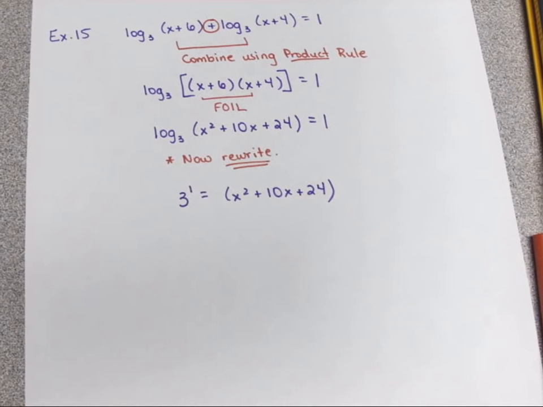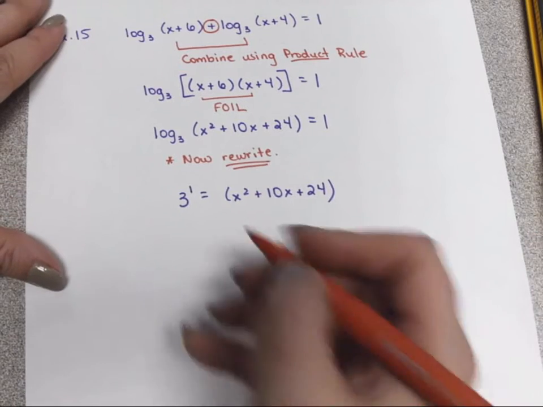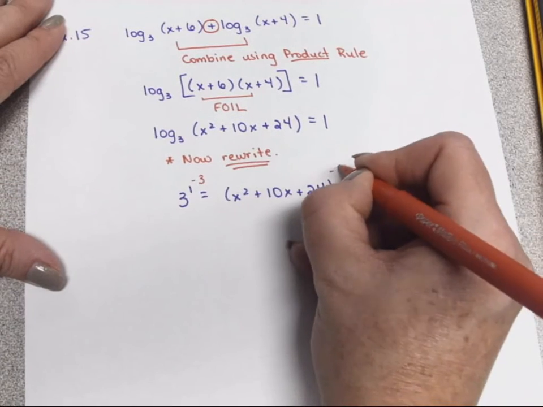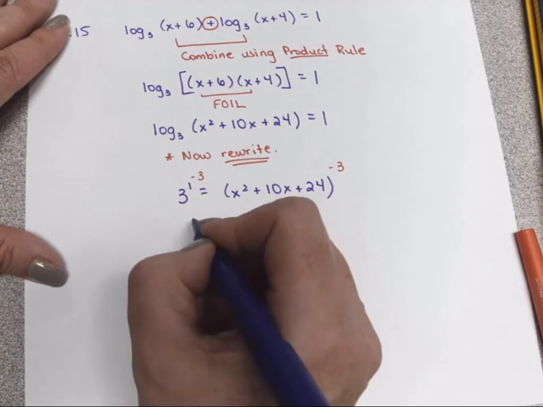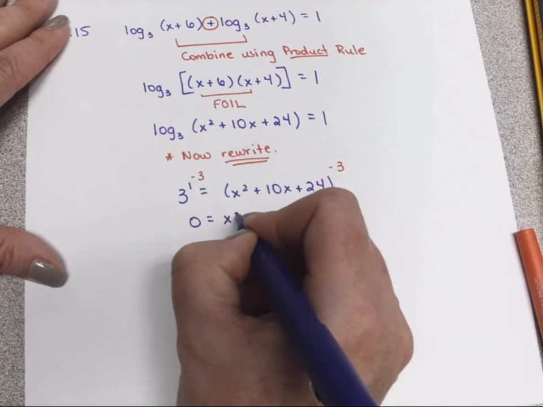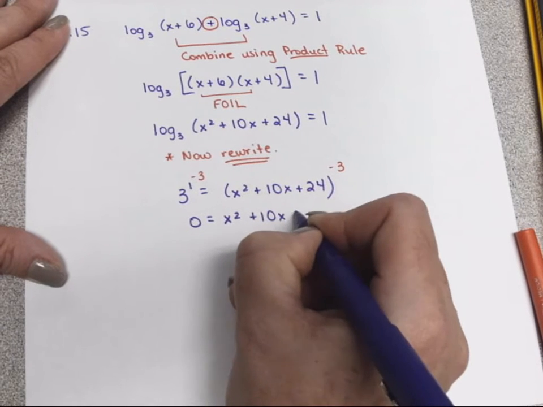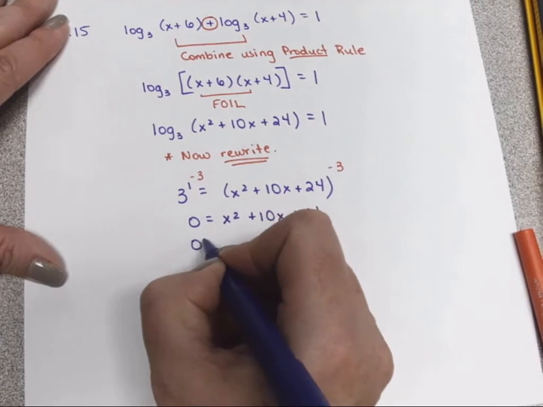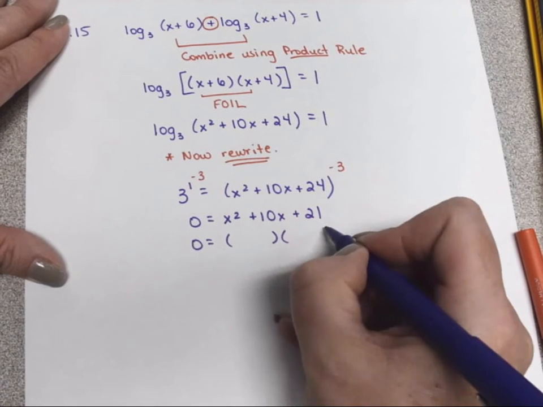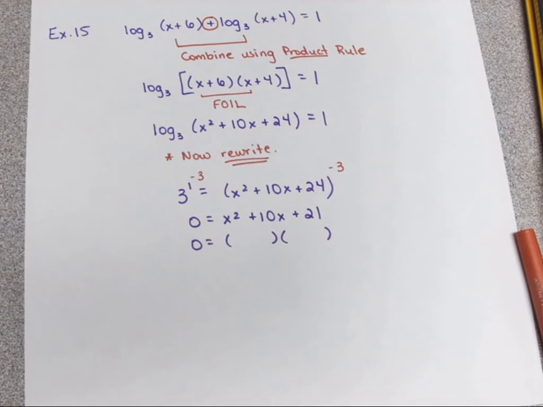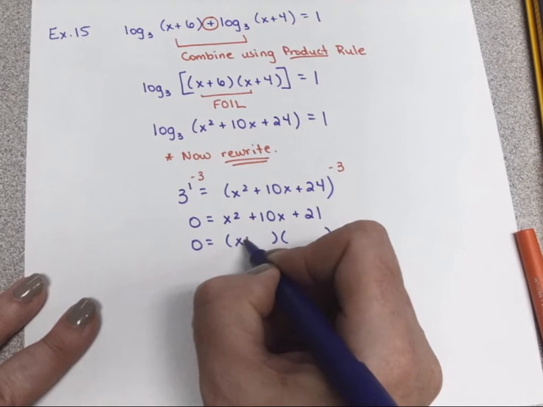And then again, the beauty of this is now we're not really thinking about logs anymore. We're just worried about being able to factor this. We're not ready to factor, remember, until we are set equal to 0. So subtract 3 from both sides and we'll get x squared plus 10x plus 21. So I gave you one that I thought would be a little nicer to factor on this one. What are the factors of 21 that would add up to 10? 7 and 3?